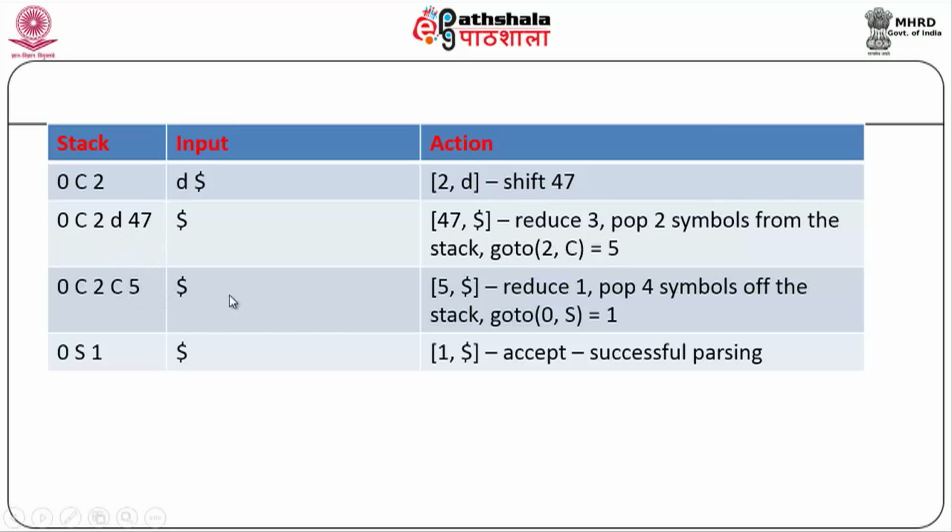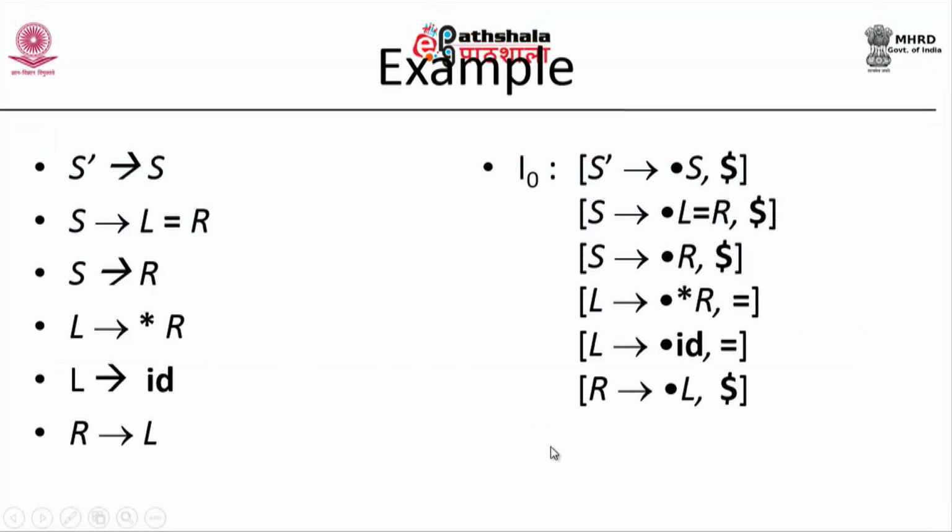So 2C5 and dollar, 5 comma dollar is going to be reduced by the first production. So pop 4 symbols of the stack and push S onto the stack. 0 comma S is going to be 1, 1 and dollar is going to be acceptance, successful parsing. So this is exactly the same.